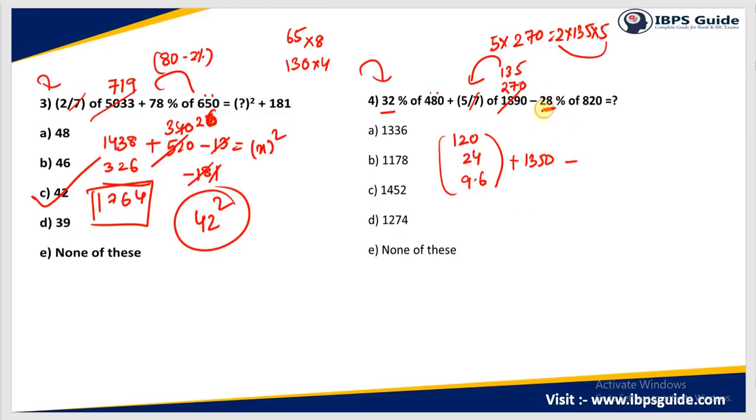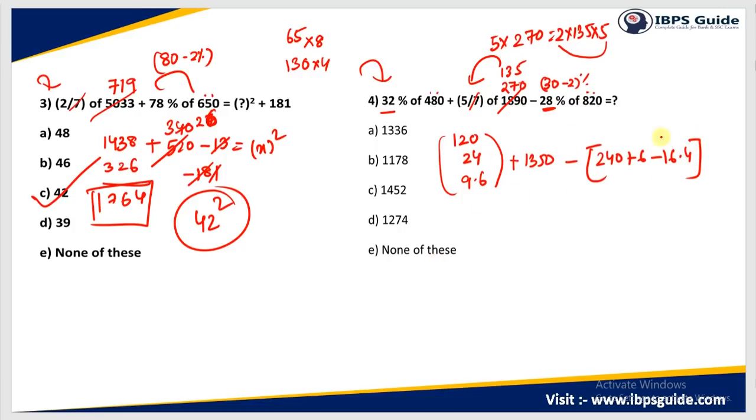Now this is 28%. 28% I can write it like this, 30% minus 2%, right? So 30% will be what? 10% is 82. So 30% will be 80 multiplied by 3 is 240 plus 6. Okay. And then we have to subtract 2% also. 1% is 8.2, so 2% will be minus 16.4. Right. So this is the answer that I will get.